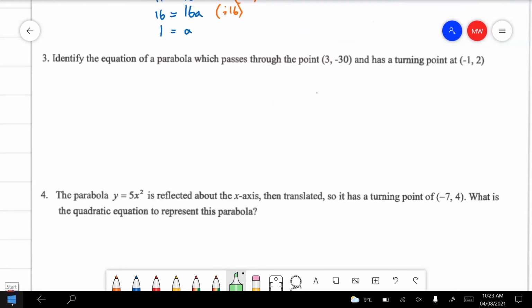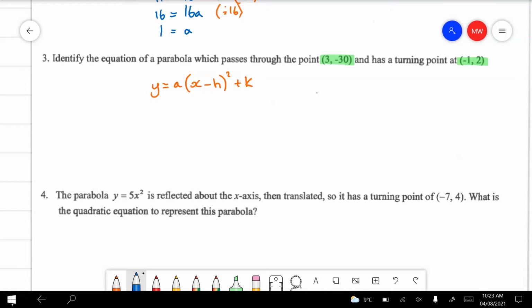Question 3 is very similar to question 2. We're given a random point on the parabola, and we're also given a turning point. So we're going to use the turning point form again. So we'll begin with y equals a outside of (x minus h) squared plus k. If you've just joined in at this point, remember we use h and k in our formula, but it's often different letters. Often it's b and c. We use this so it's not confusing with the expanded form.